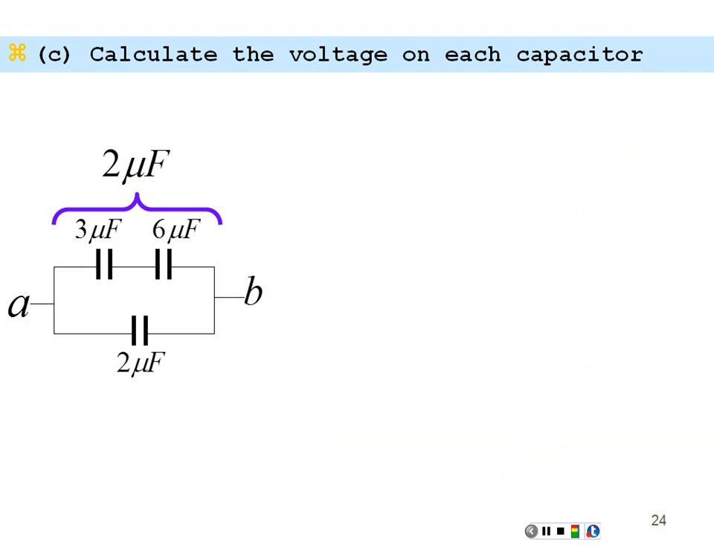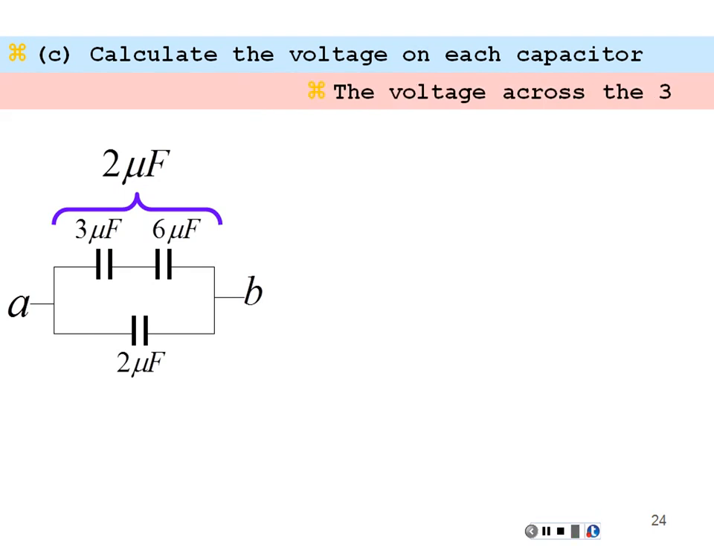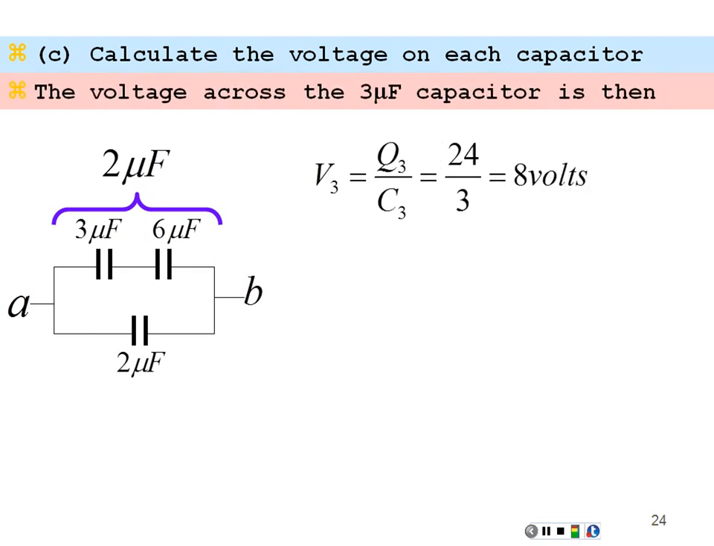Calculate the voltage on each capacitor. Well, the fortunate thing, since Q equals CV, if you know the charge on one capacitor, then you can calculate its voltage by that simple relationship. So, since Q equals CV, V will equal Q divided by C. So on the 3 microfarad capacitor, there'll be 24 microcoulombs over 3 microfarads. The micros cancel out, and you'll have 8 volts.